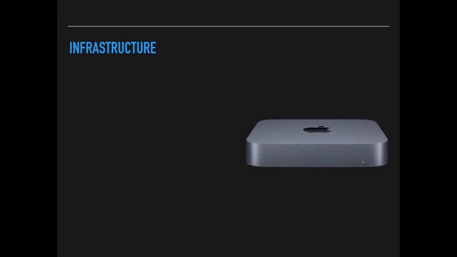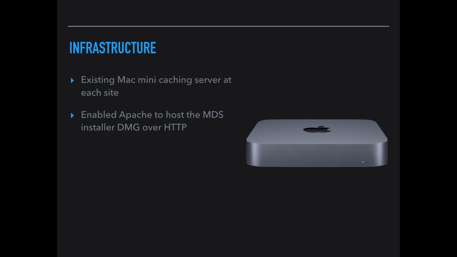So for the infrastructure, like I said, we used the existing caching servers on the Mac Minis we had at each site. And all we did was have to enable Apache to host the disk image over HTTP. And then we scripted a syncing of the disk images between the Mac Minis. So we only had to make the change once, and then automation would take over and filter down to the other offices.